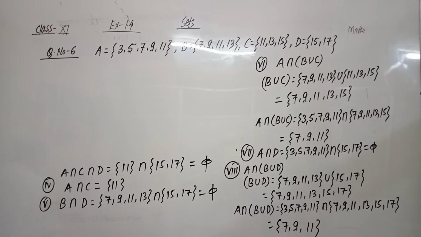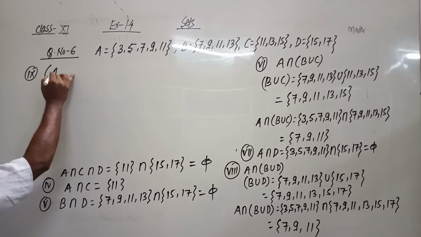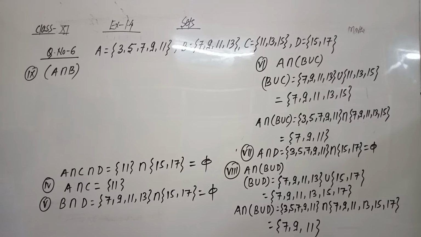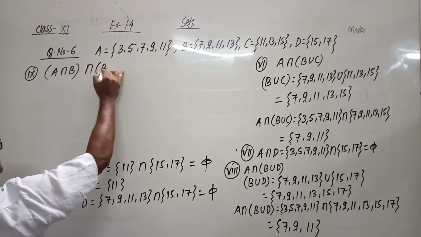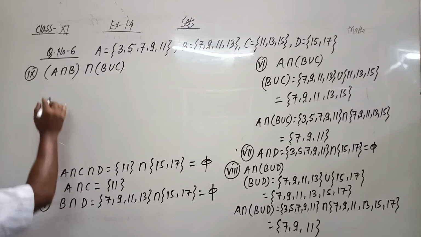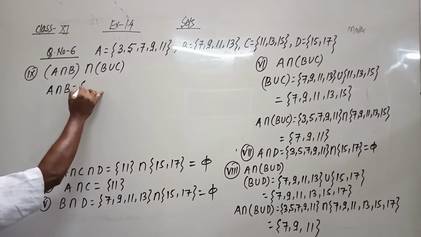Part 9, A intersection B, then intersection B union C. So first we calculate A intersection B.